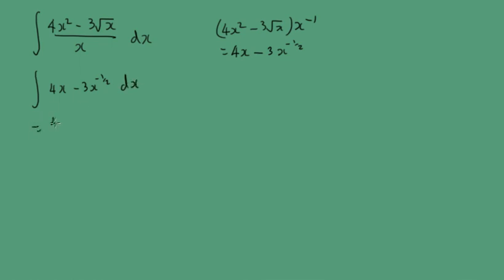So that's going to be 4x squared over 2, minus a half plus 1 is positive a half. So that's going to be 3 over a half, x to the half plus c. So that's going to be 2x squared. 3 divided by a half is going to be 6. And that's the square root of x plus c. So I hope that helps.